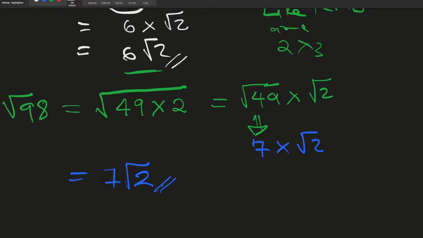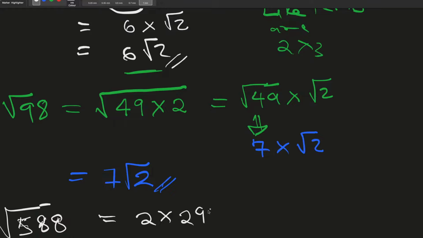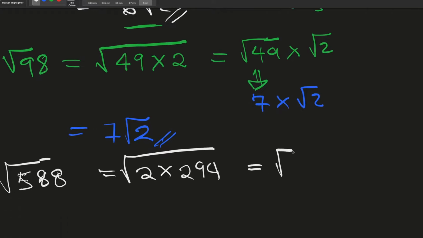The last one that we've been asked to work is the surd of 588. So what do we do? The trick is always take that number and divide by 2. So 588, and we say divided by 2. Okay, so this means this is 2 times the answer you got, 294, all under the root. Okay, and this can be written as root 2 times root 294.